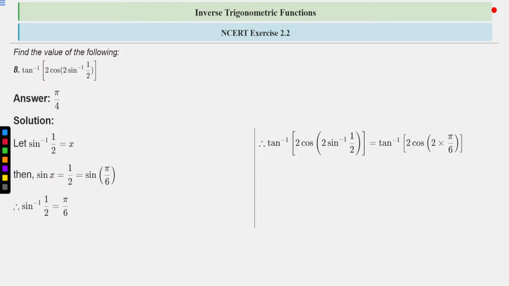So we can write sin inverse 1 by 2 is equal to pi by 6, and we will put that. We'll get tan inverse 2 cos 2 in terms of sin inverse 1 by 2. In place of sin inverse 1 by 2, we will put 2 cos 2 into pi by 6, right? And after further simplification, we will write tan inverse 2 cos pi by 3, and we know that the value of cos pi by 3 is 1 by 2. So tan inverse 2 times 1 by 2, clear? So 2 and 2 will cancel out, and you get tan inverse 1, which is equal to pi by 4, right? So the correct answer will be pi by 4.